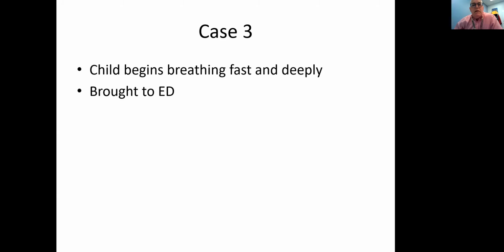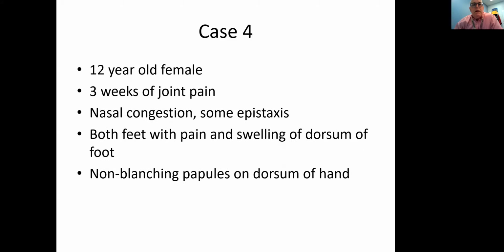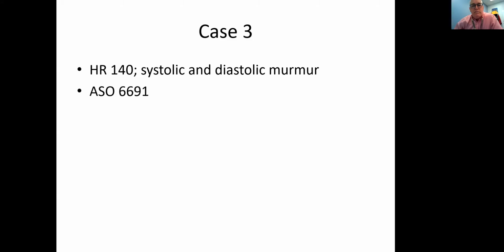She comes to the ER breathing fast and deep and had both aortic and mitral regurgitation, very high ASO, and had rheumatic fever. So in patients with polyarticular arthritis, relatively acute, migratory, ruling out antecedent strep is the most important part of your evaluation.